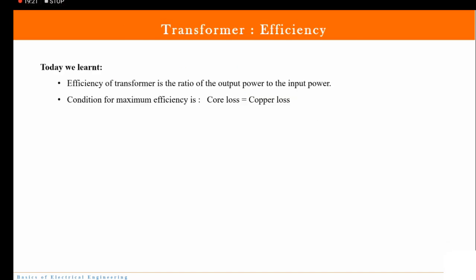So what did we learn? We learned today that efficiency of the transformer is the ratio of output power to input power, and we also learned that condition for maximum efficiency is when core loss becomes equal to copper loss, and we derived certain equations. Fine. So we come to the end of this lecture. We shall meet in the next lecture. Till then, keep studying.